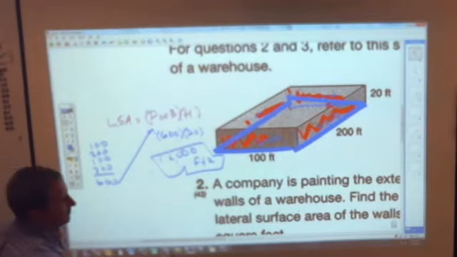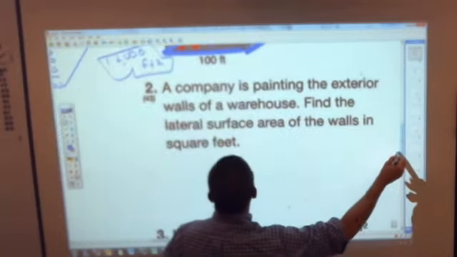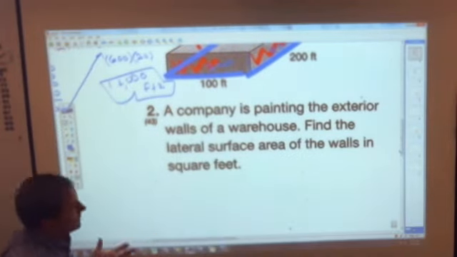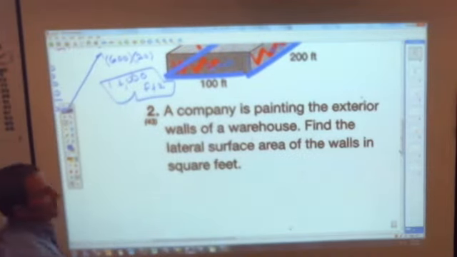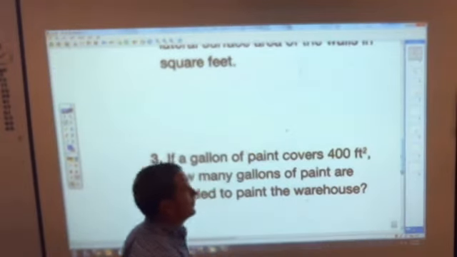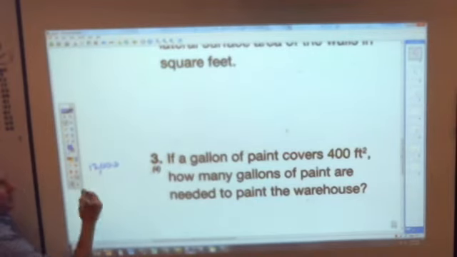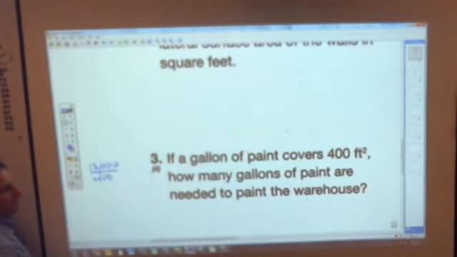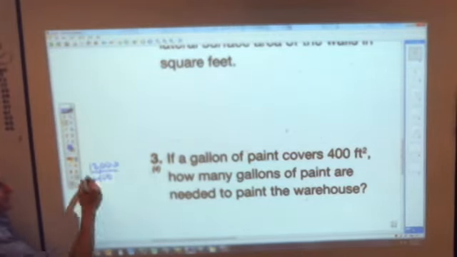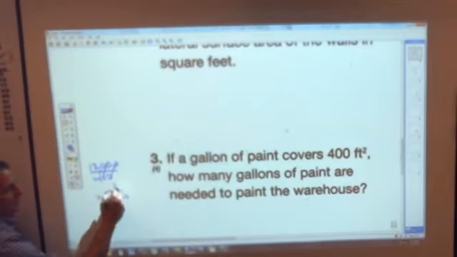If you didn't get problem number 1 right, or 2 right, you will not get problem number 3 right, because 3 says if each gallon covers 400 square feet, how many gallons are you going to need? If you have 12,000 and you divide it by 400, you can just do some cross canceling or reducing here. It's the same as 120 divided by 4, which is 30.